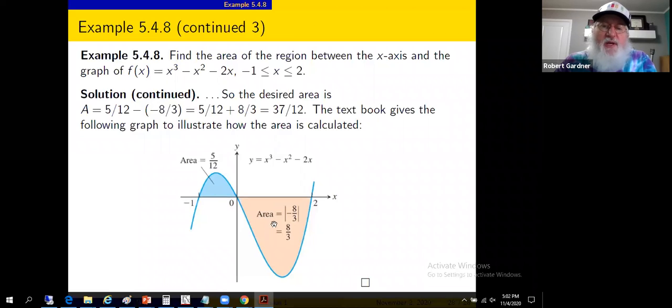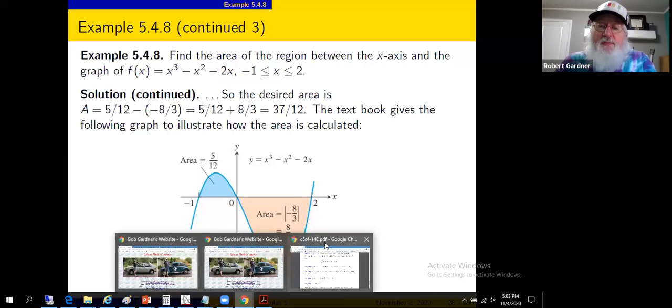The book gives this picture. They get the same thing. They get the area here. They've made it blue because the function is positive. The area here is 8/3. The integral of that function over this interval will be -8/3. That's why we put a negative sign in to flip it to +8/3. And that's pretty much it.